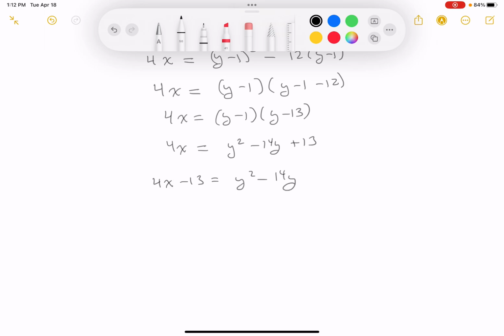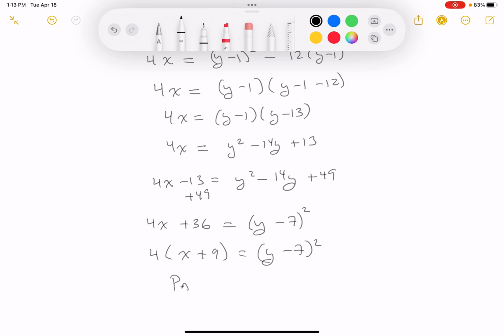I'm going to complete the square on the y squared side. Half of minus 14 is minus 7, squared is 49. So I need to add 49 to both sides. And what do you get there? You get (y minus 7) squared. And over here you get 4x plus 36. Well, isn't this convenient? I get 4 times (x plus 9) equals (y minus 7) squared. I recognize this thing as a parabola.